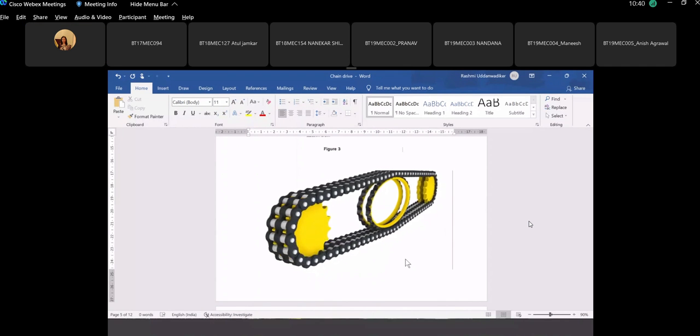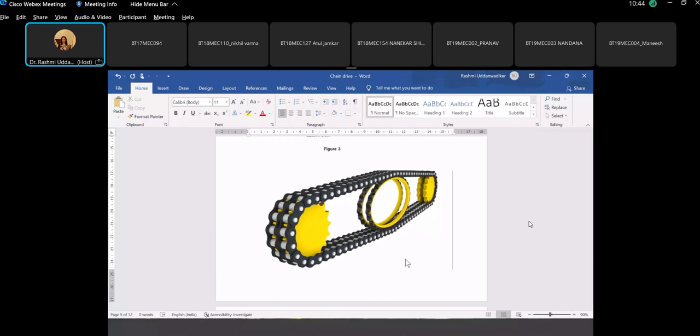Yeah, an animation. So you can see how the two sprockets are rotating and a duplex chain is rotating over that. So what is chordal action? We were discussing the other day. What do you mean by chordal action?